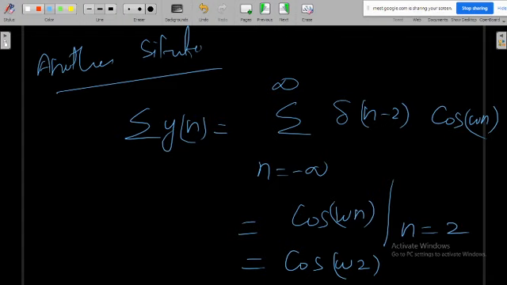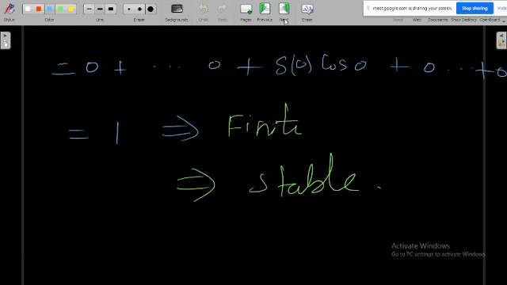So that means the value will be decided by the other function, but what is the time? The time is decided by the impulse. The time will be decided by the impulse. That time you have to substitute in the other function, and that will give the final value. And finally this system is a stable system.